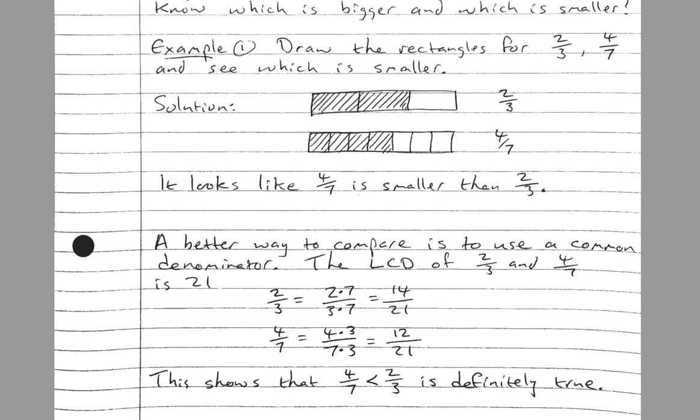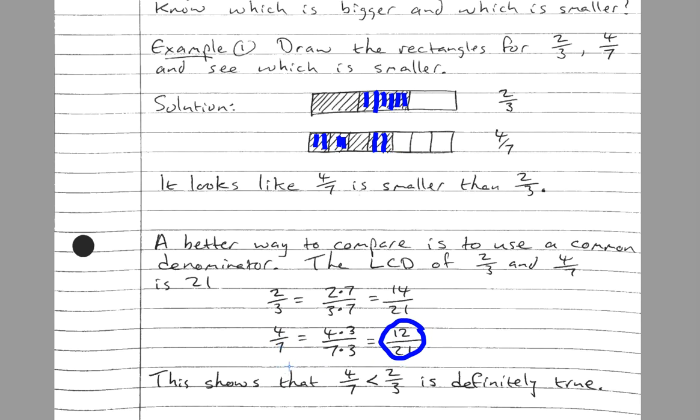If you break each of these 7ths into 3, and each of these 3s into 7ths, this isn't going to be visible, but there are 2 more of these small pieces. So this is 14 21ths, and this is 12 21ths. So this is the smaller one.